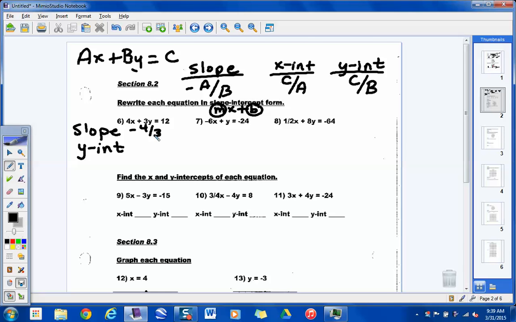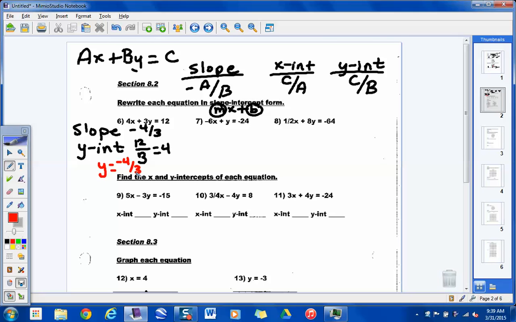Now the y-intercept, what over what? 12 over 3. 12 over 3, which is what value? 4. Okay, have I identified the slope here, kiddos? Have I identified the y-intercept? So in slope-intercept form, what's this going to look like? Y equals what? Negative 4 over 3 x plus 4.